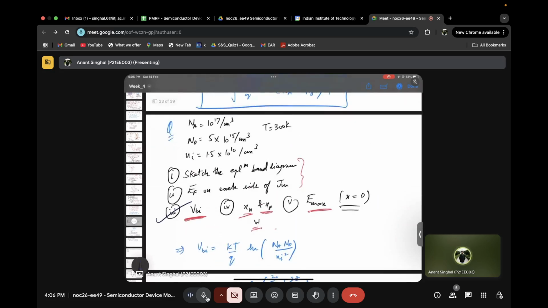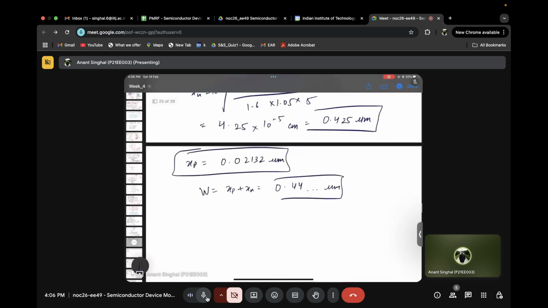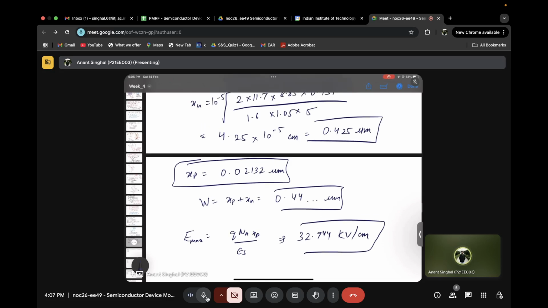So we have calculated VBI, XN and XP. And E max is nothing but, again, the direct formula we can calculate. It is QNA by epsilon S. I've done the calculation of that too. It should come out to be 32.944 kilovolt per centimeter. So you can take a screenshot of these answers and check it after the class. You can try it out.